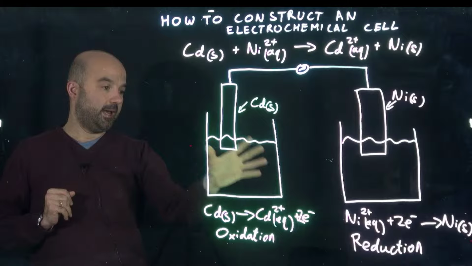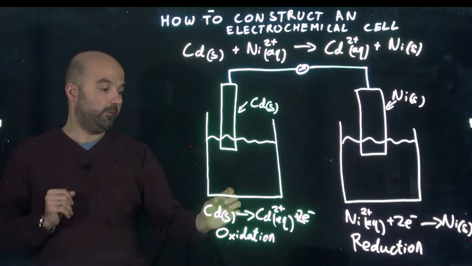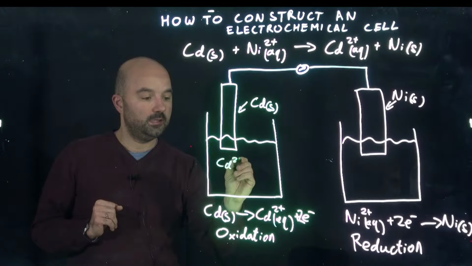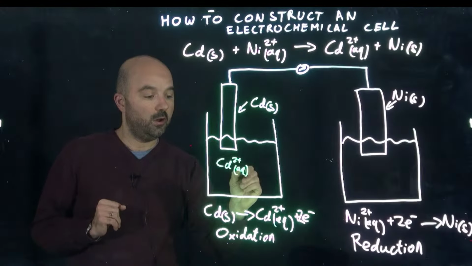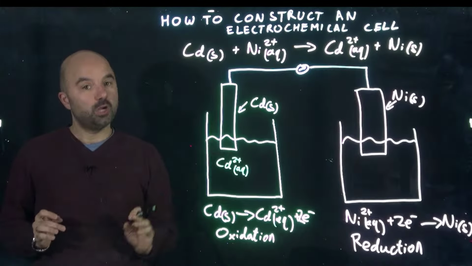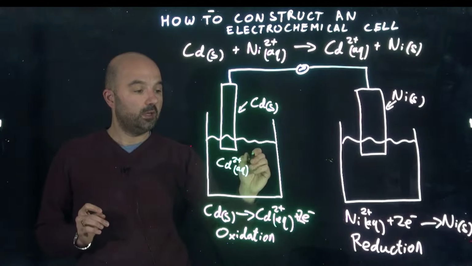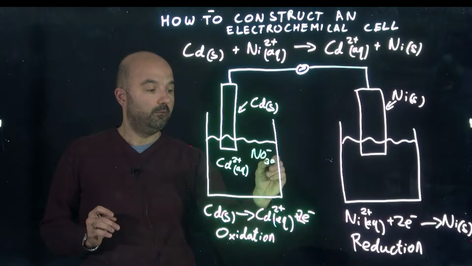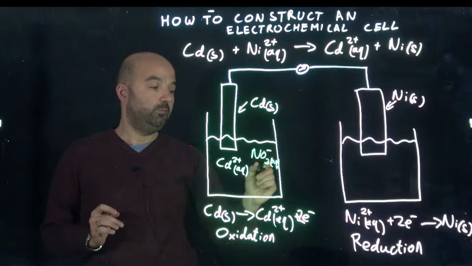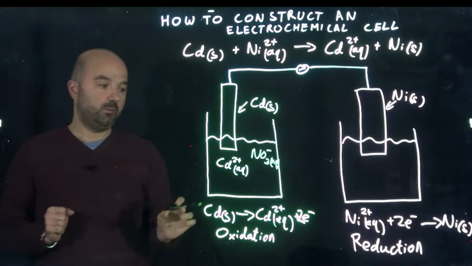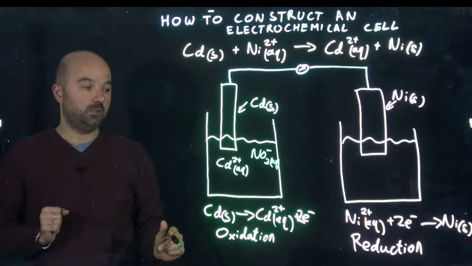And now we need a solution that contains cadmium ions on this side of the equation. So we've got our cadmium ions in solution, and we want an ionic liquid, so we need to have anions in there to make this a charge-neutral liquid. And a good one to have are nitrates. Nitrates are very soluble, so we won't get any precipitation occurring, which would really affect the performance of our electrochemical cell if we've got things precipitating out of solution.